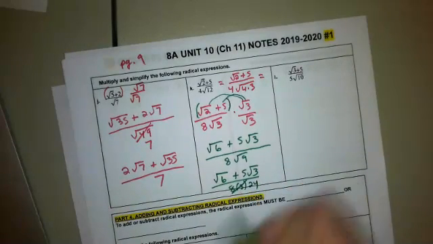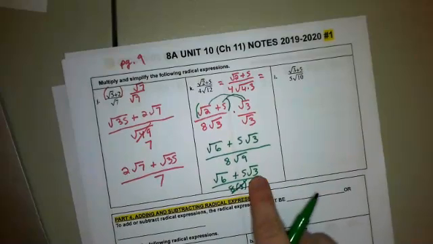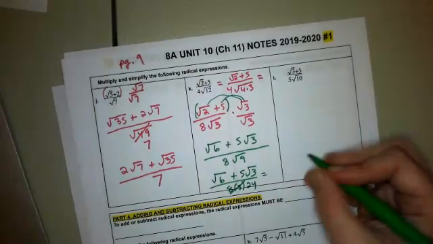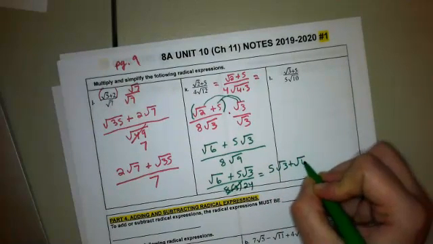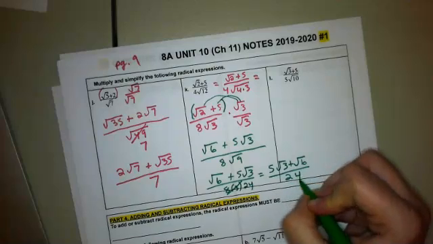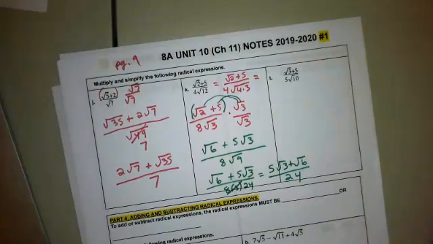which is going to give me 24. Okay, the only thing I would say is that I always look at what's under the radical sign and I go from least to greatest. So I'm going to say that's 5 root 3 plus root 6 all over 24. Okay, and that's how you would do that type of problem.